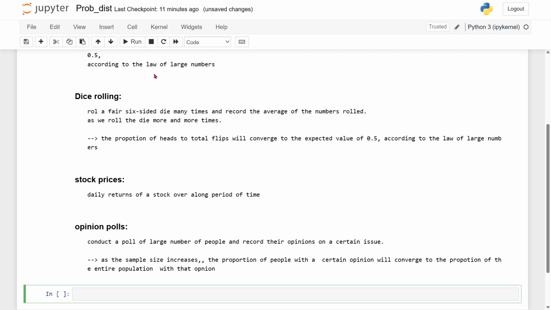So in summary, the law of large numbers is a fundamental concept in probability theory that explains how observed values converge to the expected values as the number of trials or observations increases. This concept has many applications in fields such as finance, statistics, and public opinion research.